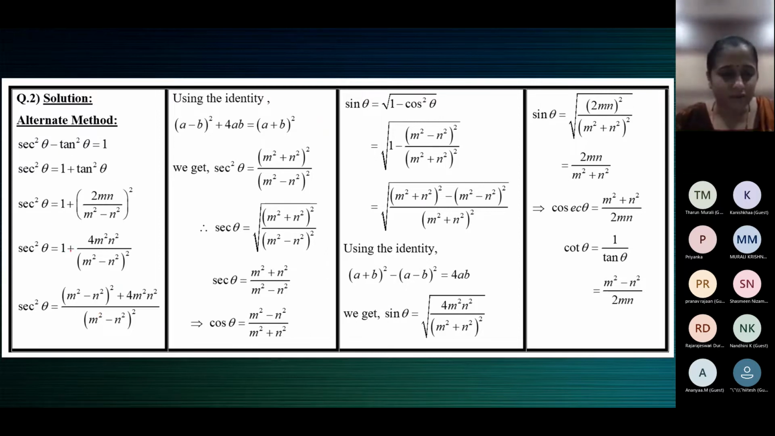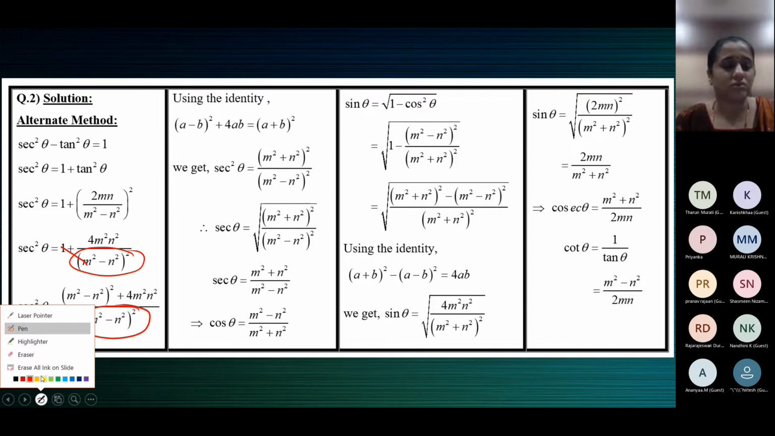Now we have 1 plus something, so we take the common denominator, the LCM. The LCM is this one. So you'll have to write that here because 1 is multiplied with this, 1 into this is the same thing, m square minus n square the whole square.